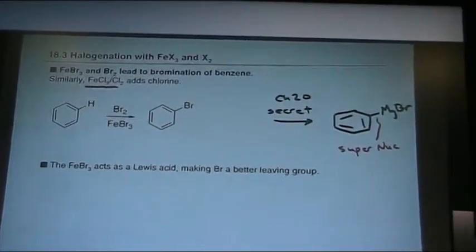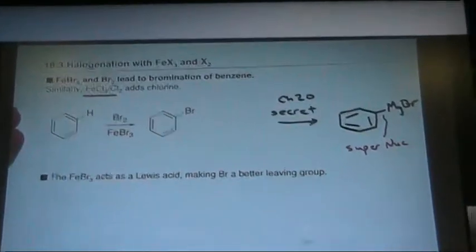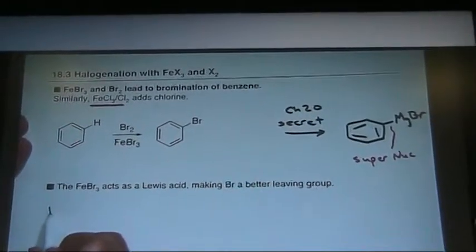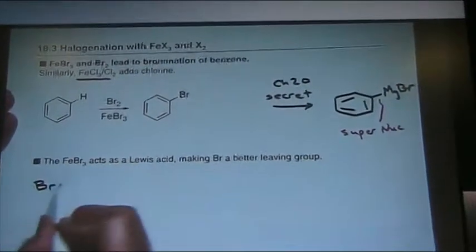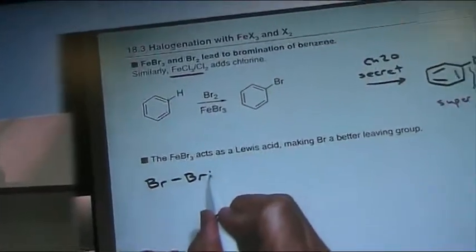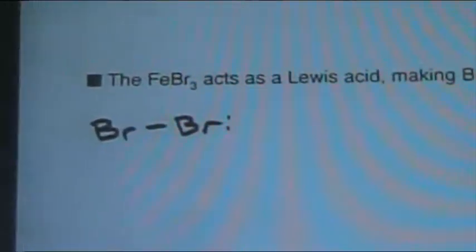Okay, so let's talk about the mechanism. I said all of these things involve the same two-step mechanism, and the only thing that changes here is how we generate the electrophile. And that's what makes these mechanisms look intimidating and complex. So let's start off with this. Let's go ahead and draw molecular bromine. That's one of the reagents. And I'm just going to draw one of the lone pairs. I'm not going to fill in all the lone pairs on the halogen atoms. You can do that later.